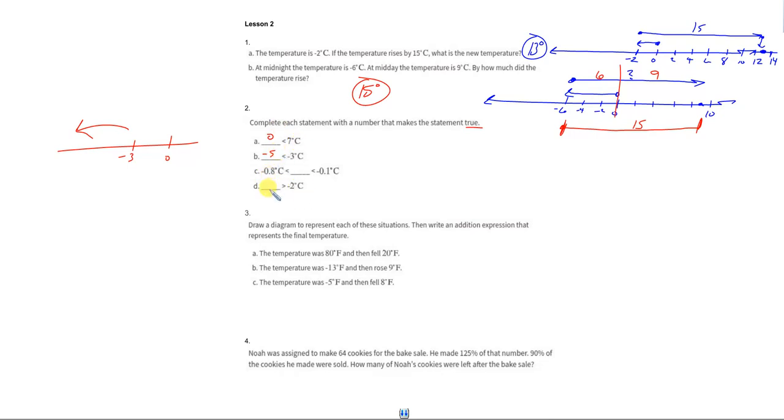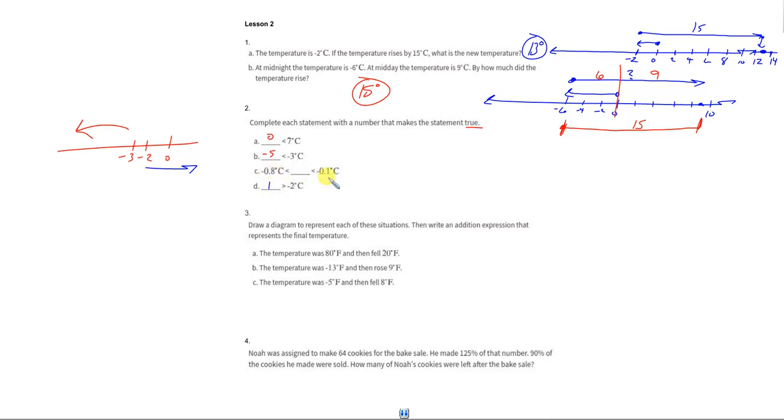Okay, I'm going to skip down to D and do a similar thing here. I need a number that is greater than -2. Well, -2 is like right here, and numbers that would be bigger than -2 would be numbers that are on this side of it. So anything to the right of -2, like 0 or 1 or 5 or whatever. Okay, so that takes care of those.